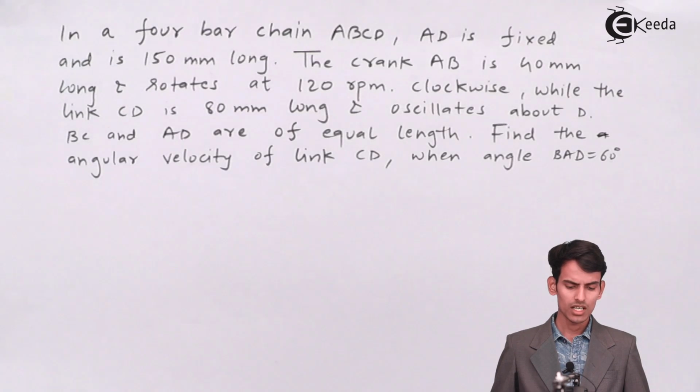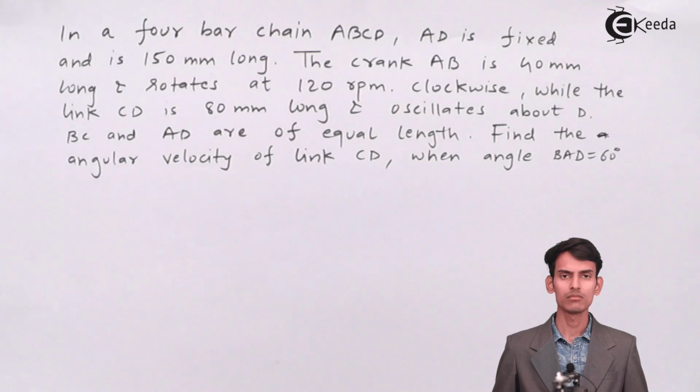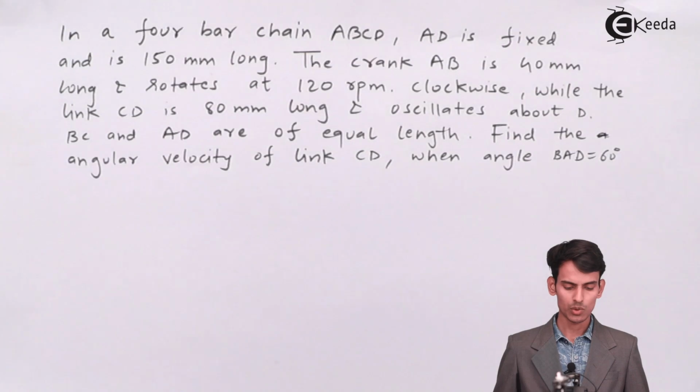In a 4-bar chain ABCD, AD is fixed and it is 150 mm long. The crank AB is 40 mm long and rotates at 120 rpm clockwise, while the link CD is 80 mm long and oscillates about point D. BC and AD are of equal length. Find the angular velocity of link CD when the angle BAD is 60 degrees. So this is the question. We have to find the angular velocity of link CD.